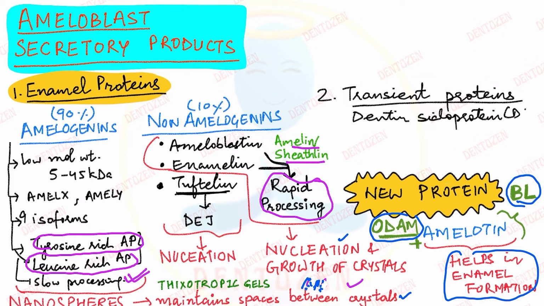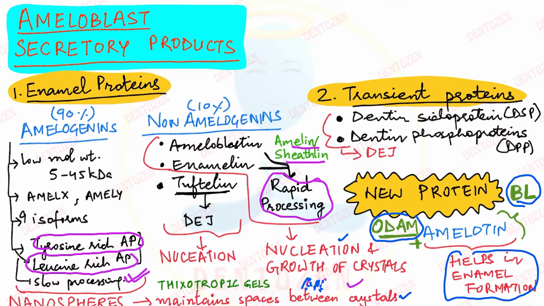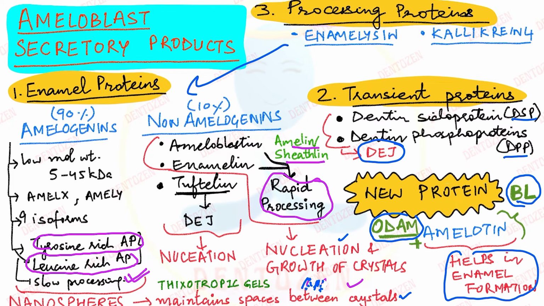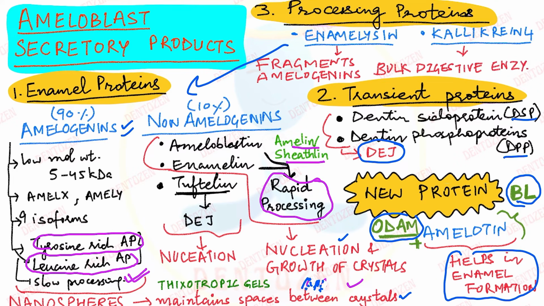Then certain transient proteins are also liberated by ameloblasts, which are dentin sialoprotein and dentin phosphoprotein, and they are found in the dentino-enamel junction. Also, ameloblasts secrete the processing proteins, which are enzymes which break down these enamel proteins. Enamelysin breaks down the amelogenins into small fragments, and kallikrein breaks down the remaining fragments and the non-amelogenins. So it is a bulk digestive enzyme. So those are the four things which are secreted by ameloblasts.